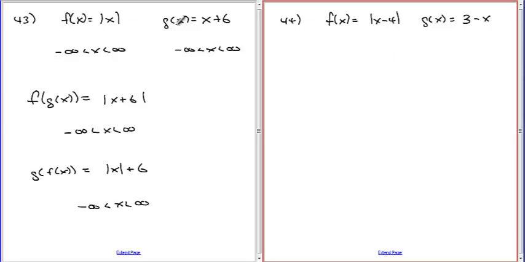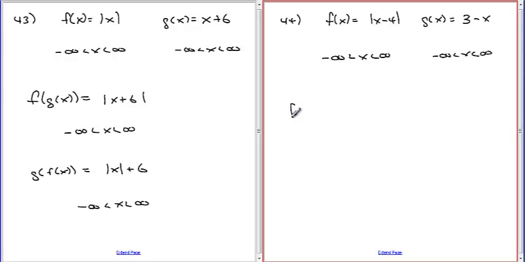So just for the same reason as this, x can take on any value because you can take the absolute value of both positive and negative numbers. So this is all real numbers. This is just a linear equation. That's always got all real numbers.